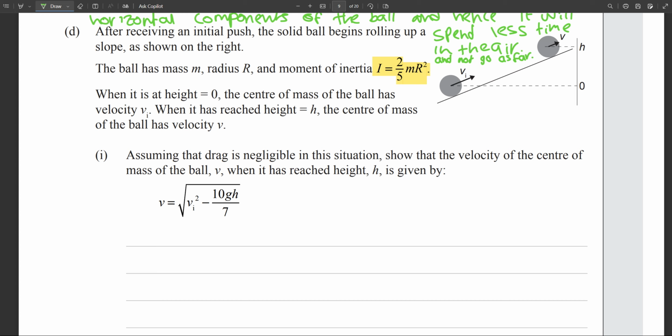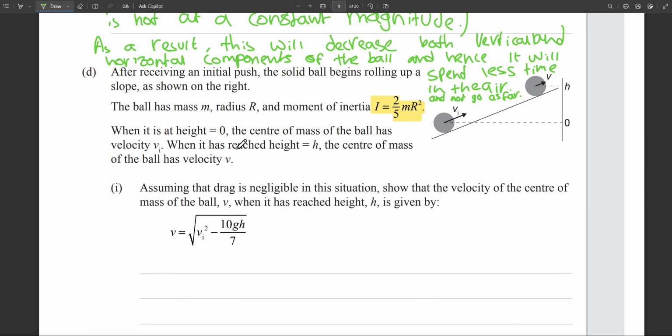Assuming that drag is negligible in this situation, show that the velocity of the center of mass of the ball is... Okay, so I'm going to do this the conservation of energy way. Initially, when the ball is here, it would have linear kinetic energy, so it would have EK linear plus EK rotational. And because it's at height h equals 0, the mgh term would just go to 0. So that's all your energy initially.